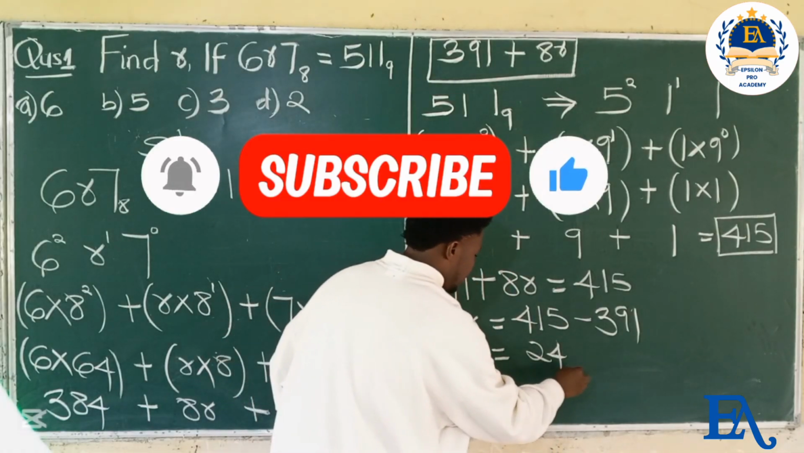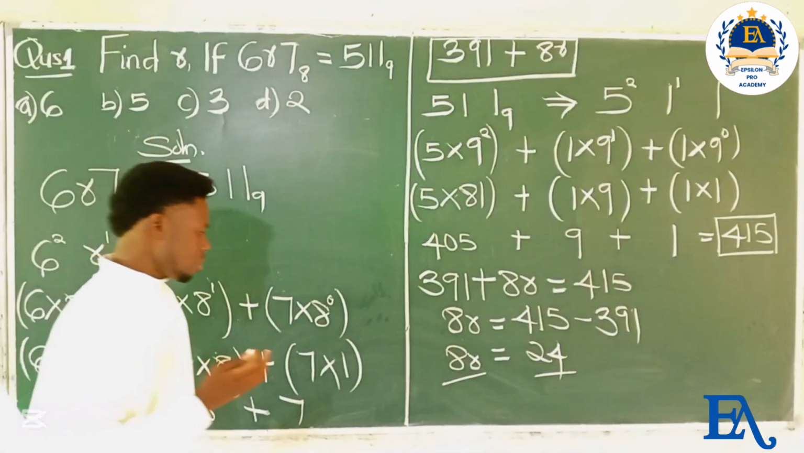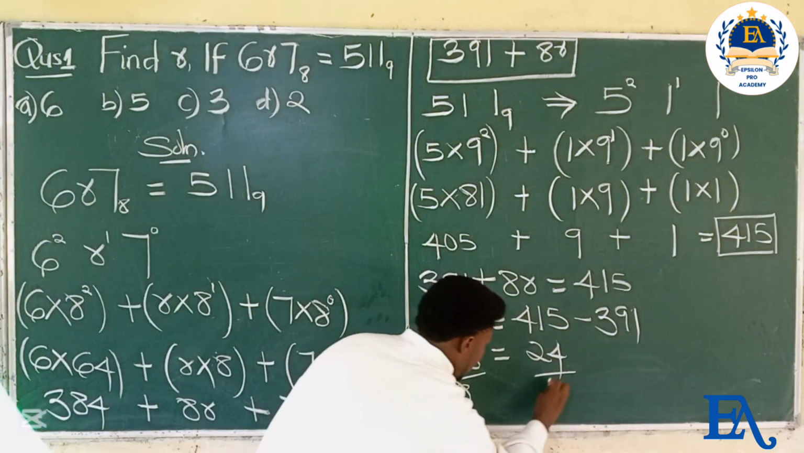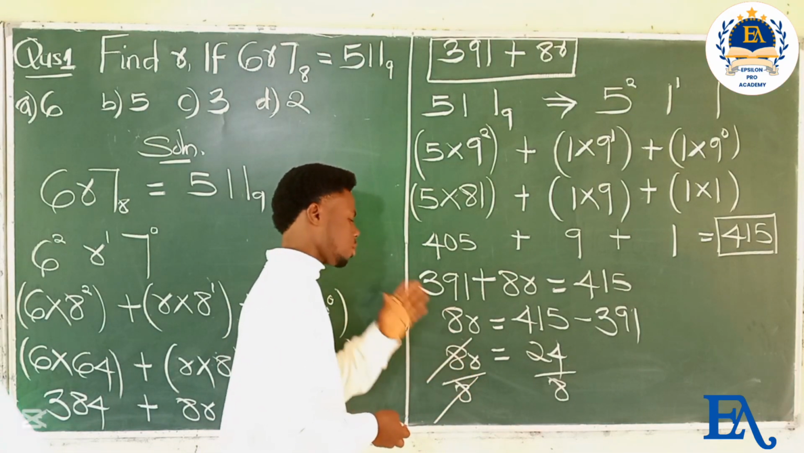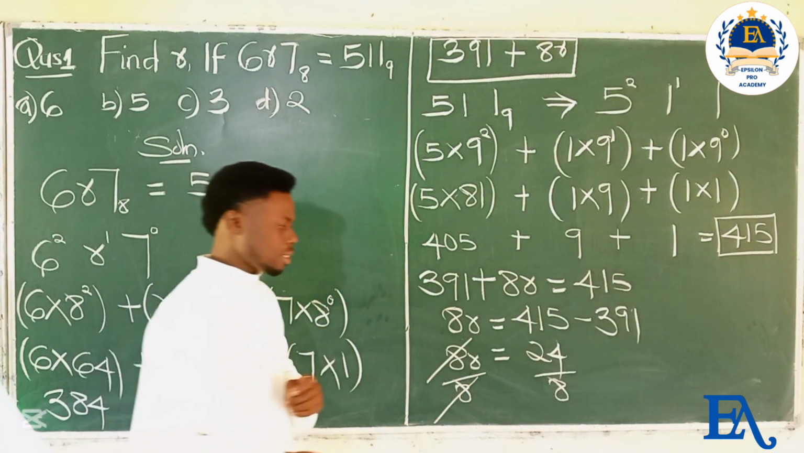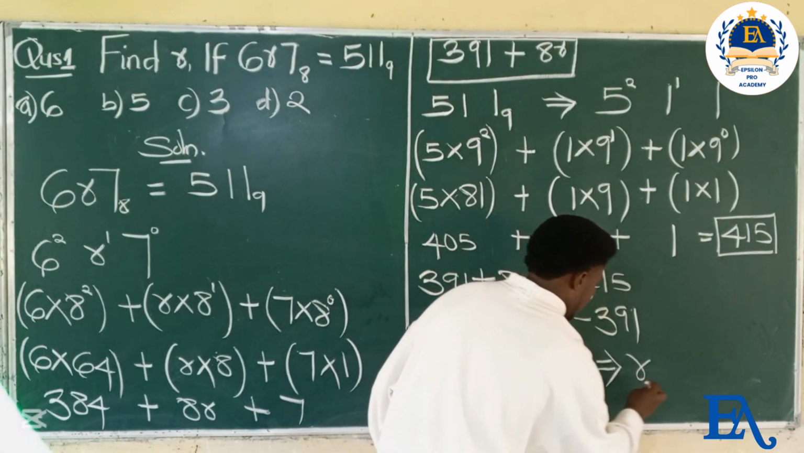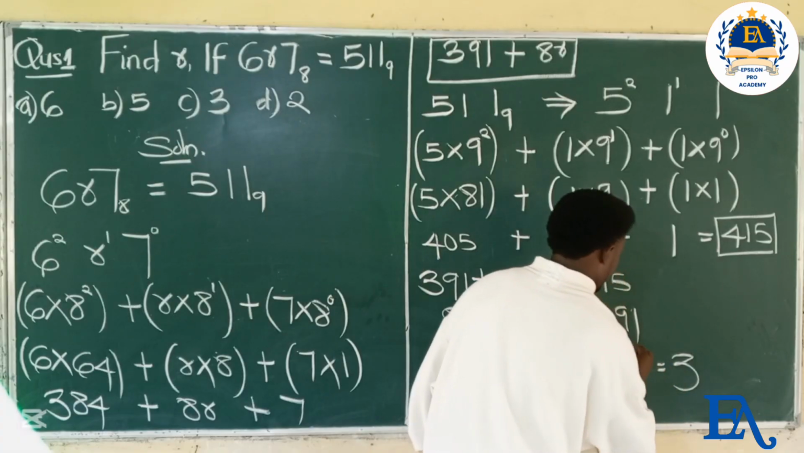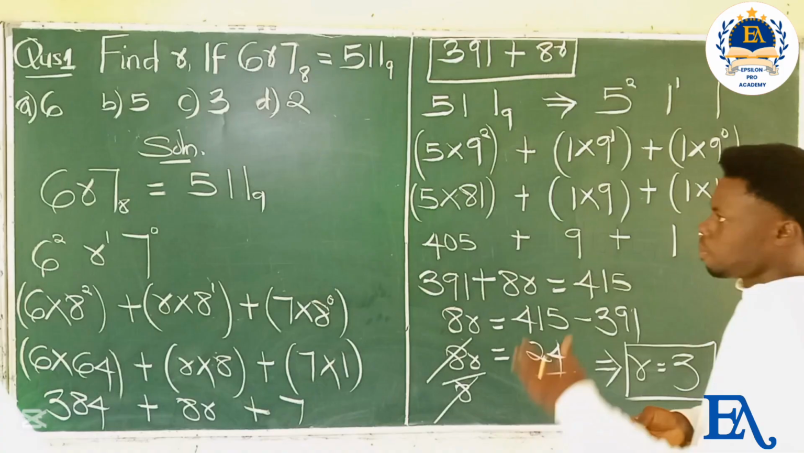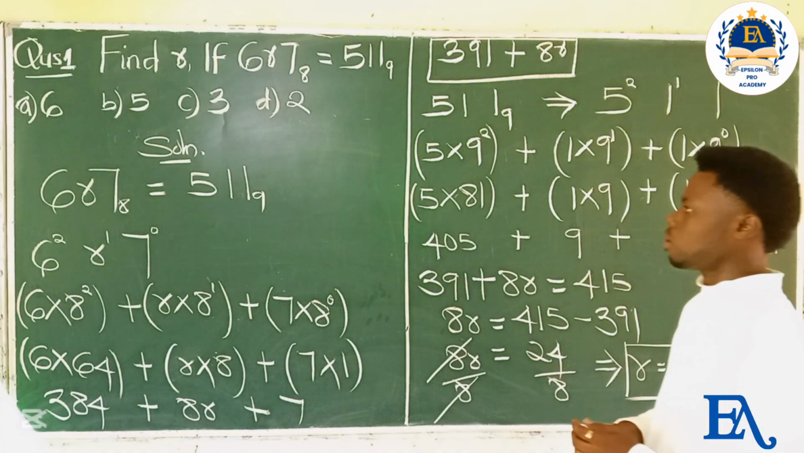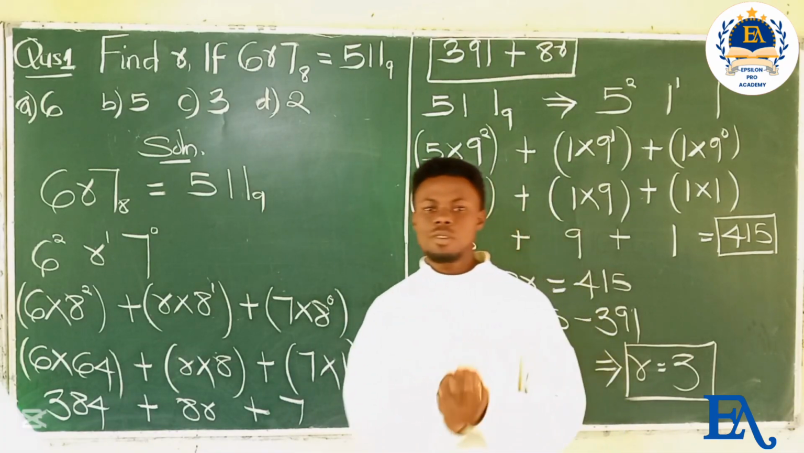Making R the subject by dividing both sides by the coefficient of R, being 8. So 8 cancels 8, and I'm left with R. Therefore, R is equal to 24 divided by 8, and if you divide 24 by 8, R gives 3. Therefore, 3 becomes the final result to this problem. The correct option on the board is option C, which is the right result. So let's move on to the next question.